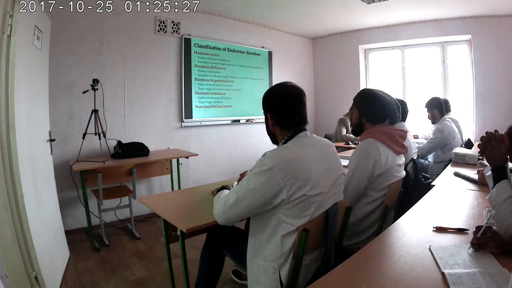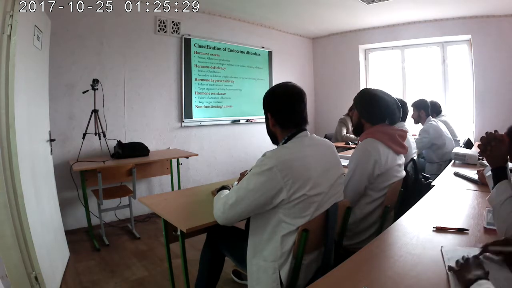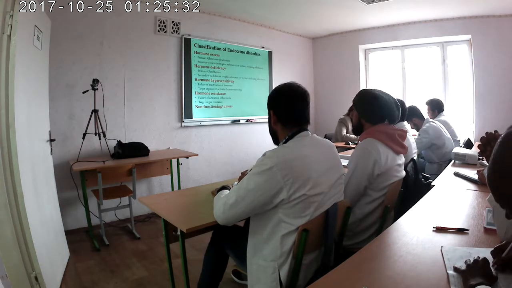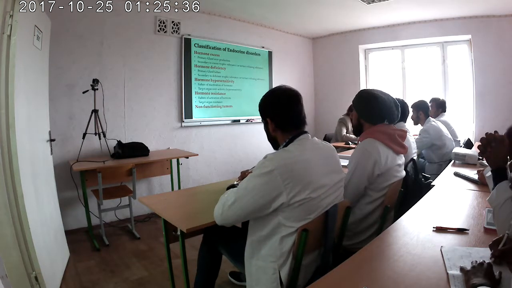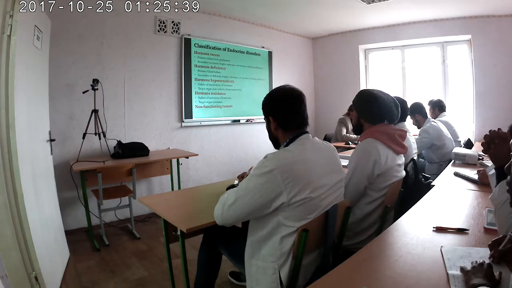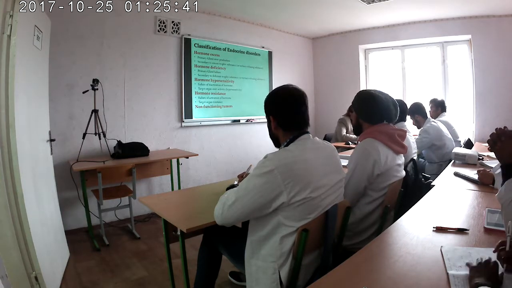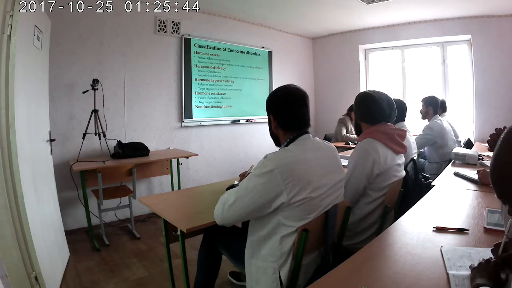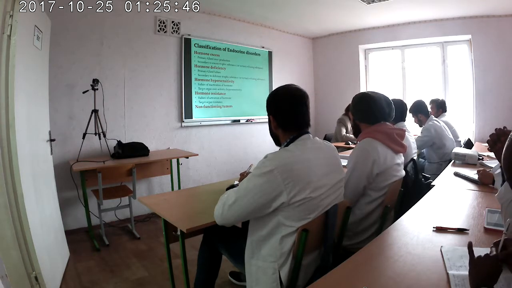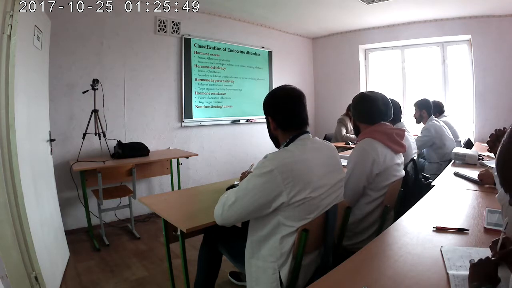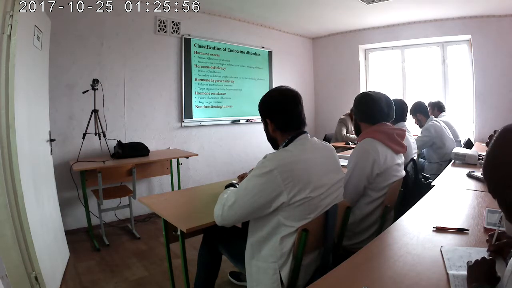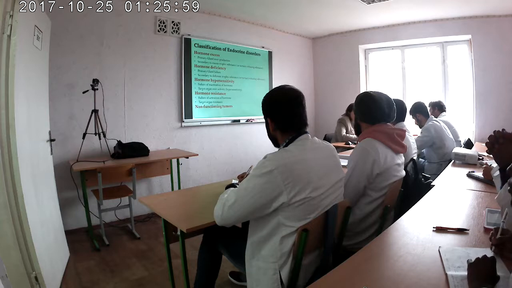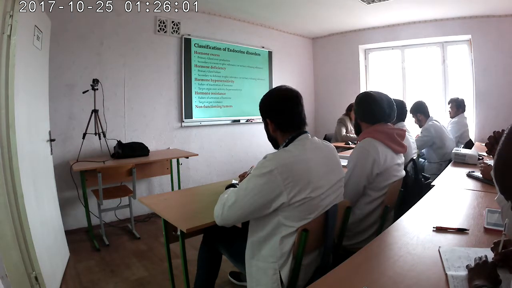aplasia, hypoplasia, ectopia of the thyroid gland constituting hormone. Secondary to deficit trophic substance or tertiary releasing substance deficiency. For example, we can have panhypopituitarism, deficiency of at least three or more trophic hormones from the pituitary gland. So we have deficiency of TSH, for instance, deficiency of adrenocorticotropic hormone and somatotropin.